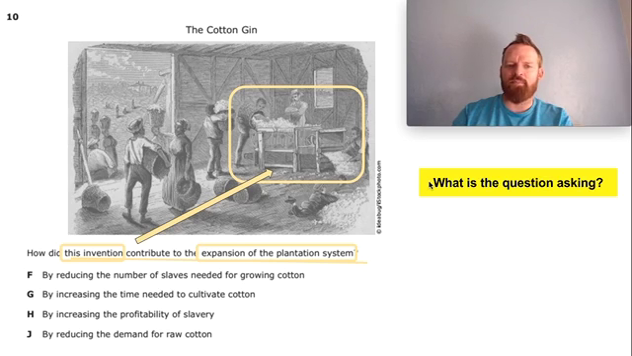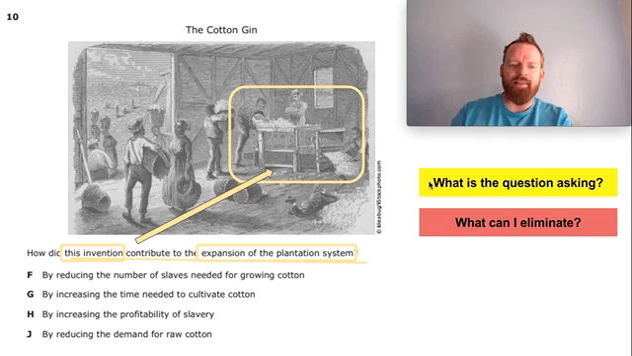So if we know anything about the plantation system, we know that there were a lot of slaves used in the plantation system in early American history. So the bigger the plantation, well, you should be able to figure that out. What can I eliminate here? Looking at these answer choices, I think the first one we can eliminate is by reducing the number of slaves needed to grow cotton.